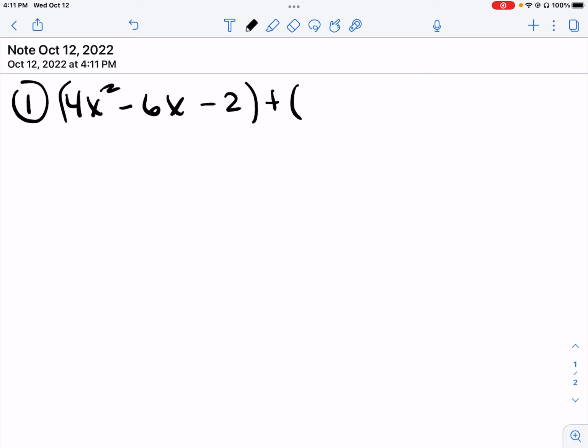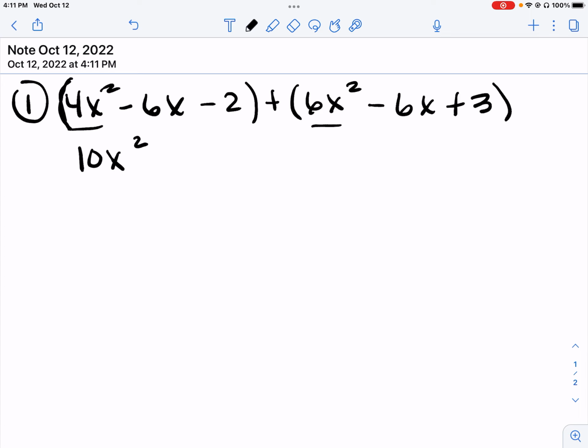Okay, test two review. Adding, we're going to add our like terms. Remember, dollars plus dollars equals dollars. So x squareds plus x squareds equal x squareds. This is a parenthesis.